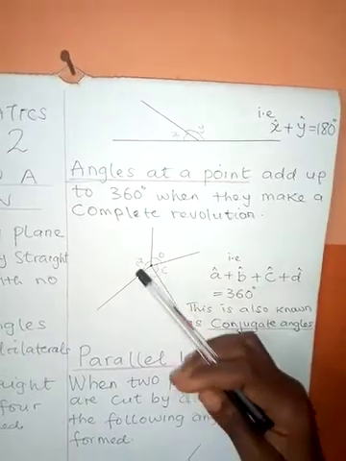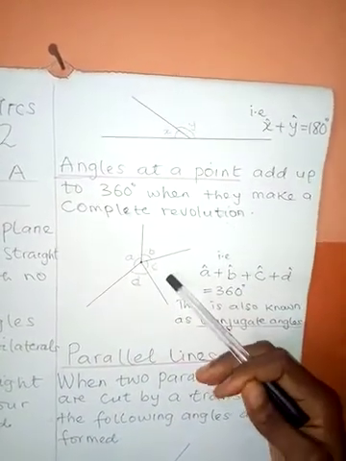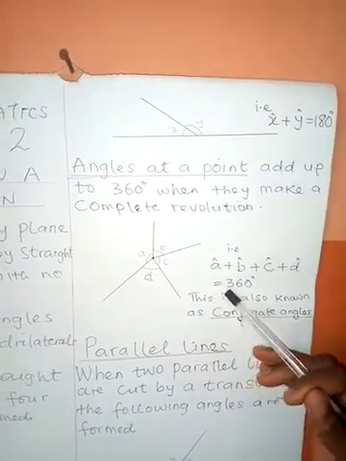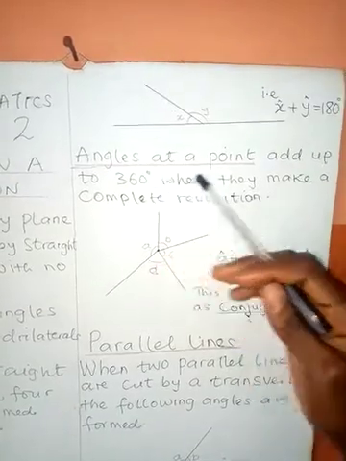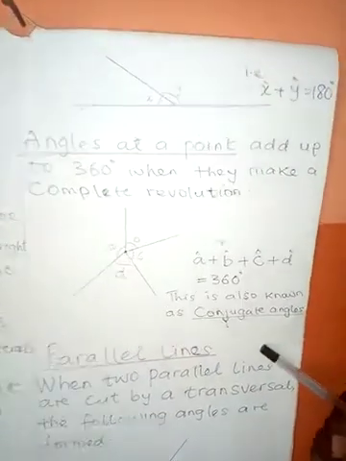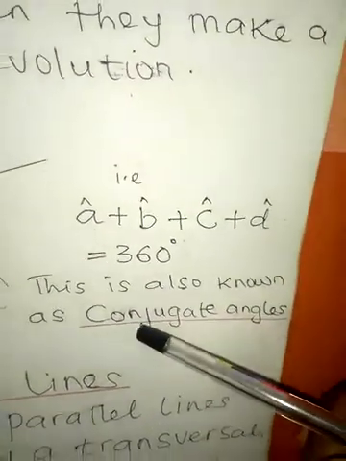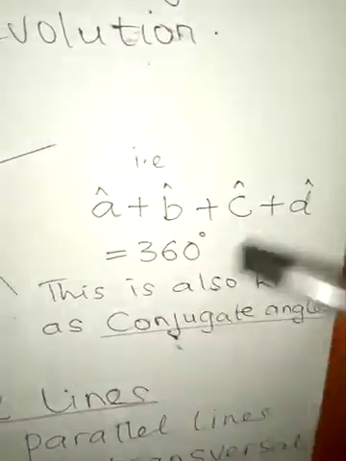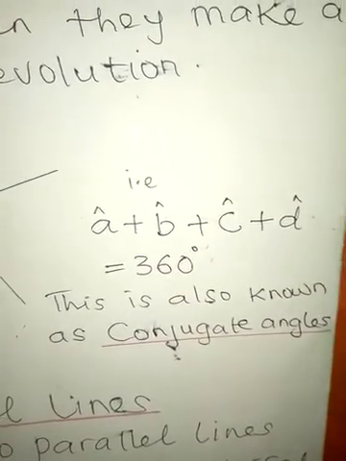Now, it means when we sum angle A plus angle B plus angle C and angle D, it must give us 360 degrees. And these angles at a point are also known as conjugate angles. At times, you might be asked what is a conjugate angle? It is an angle that sums up to 360 degrees.